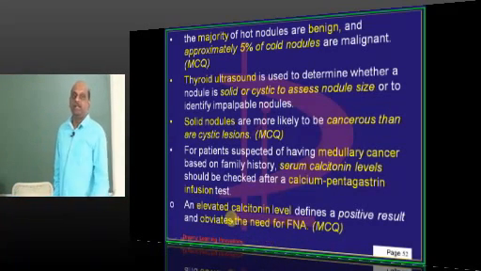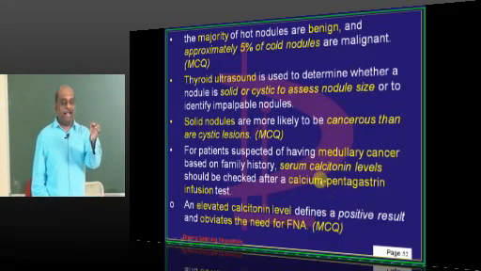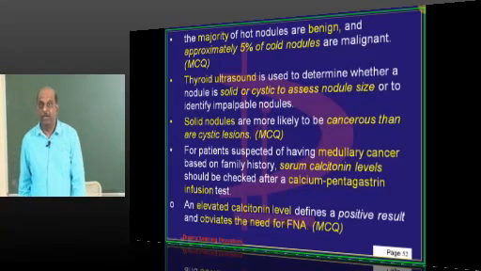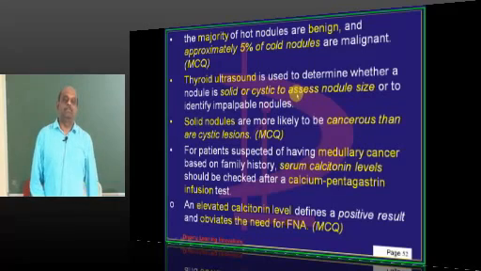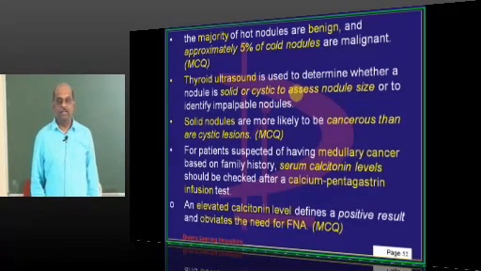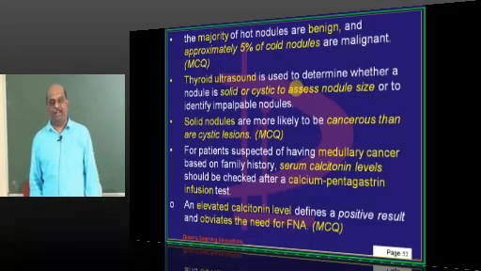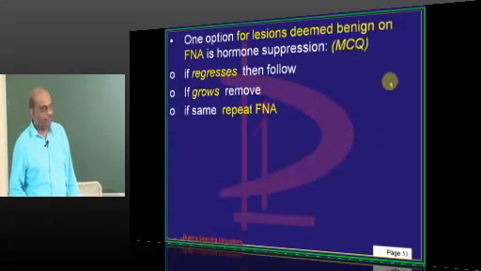In fact, with a calcium pentagastrin test, if the calcitonin levels are elevated, you don't need to even do FNAC. It is as good as FNAC. Straight away you can go to thyroidectomy, regional lymph node dissection and modified radical neck dissection. So that's what you can treat it as medullary carcinoma.